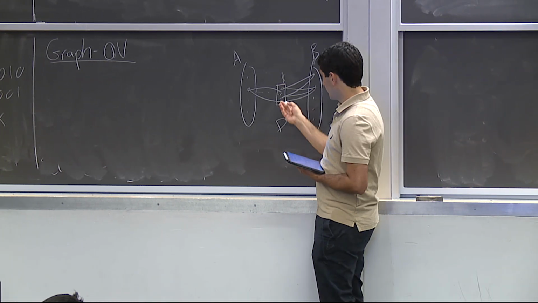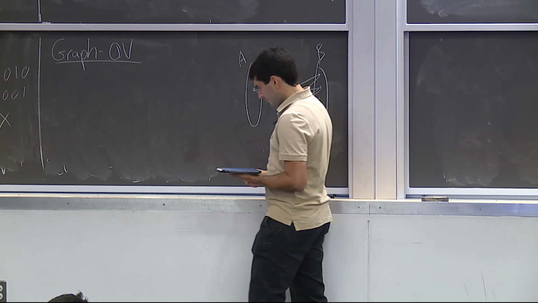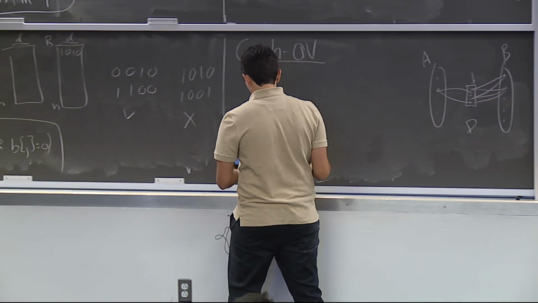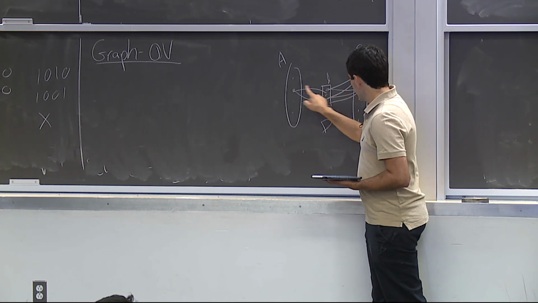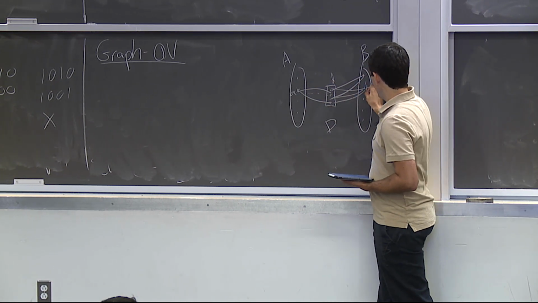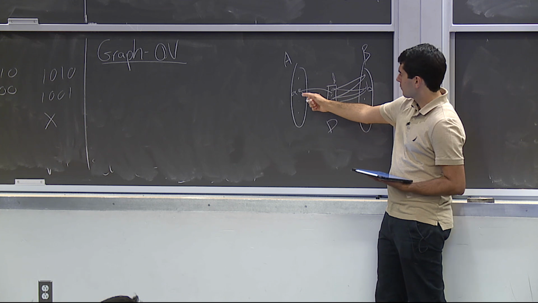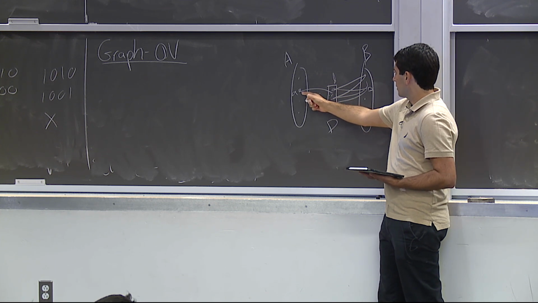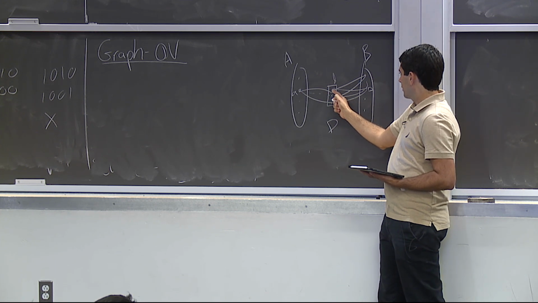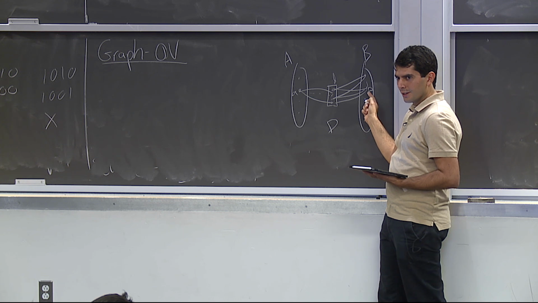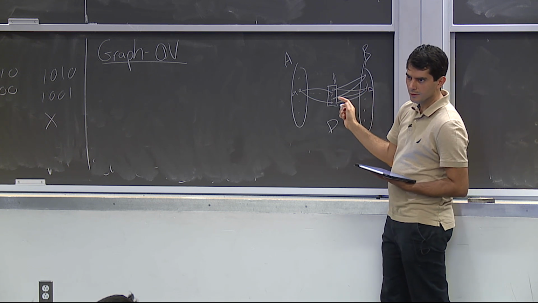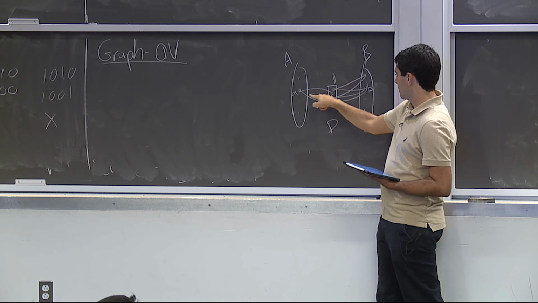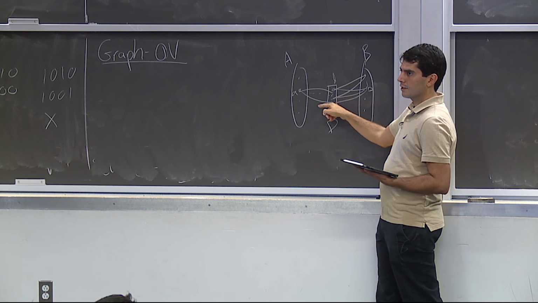Okay, so what am I asking here? What does it mean for a pair to be orthogonal? I'm looking for a pair of nodes A and B such that whenever there's an edge here, there is no edge there. So what it means is that there's no two-path. It's just like looking for a pair that is far. The distance is not 2.